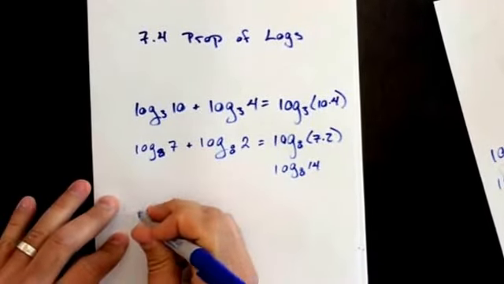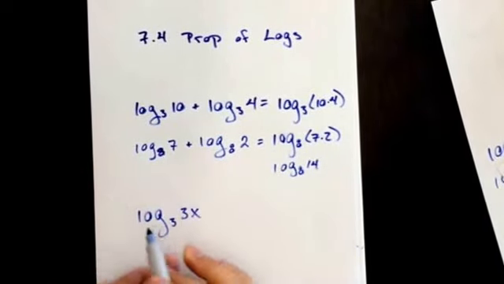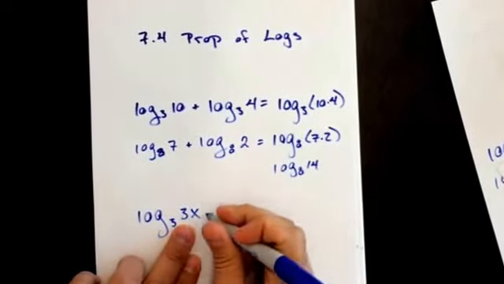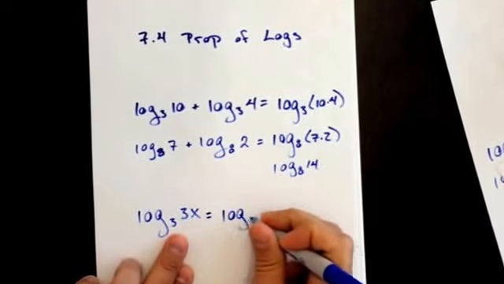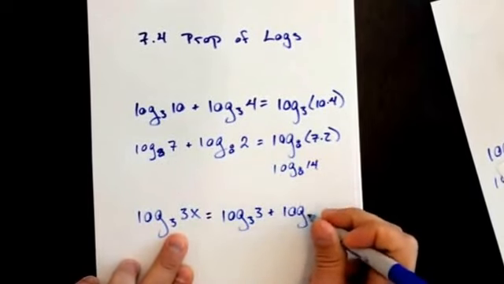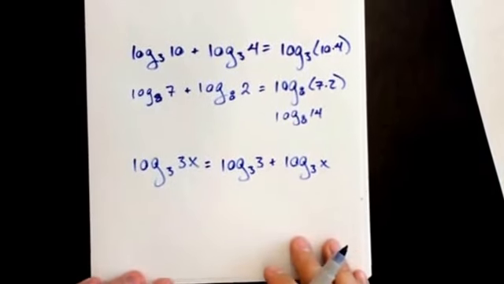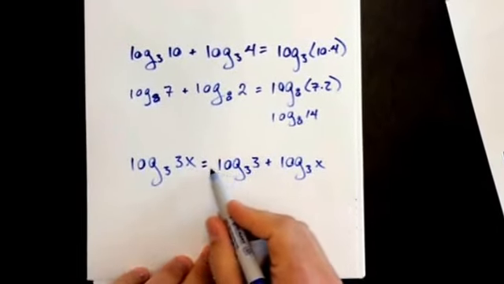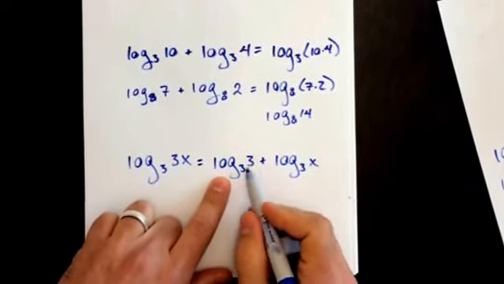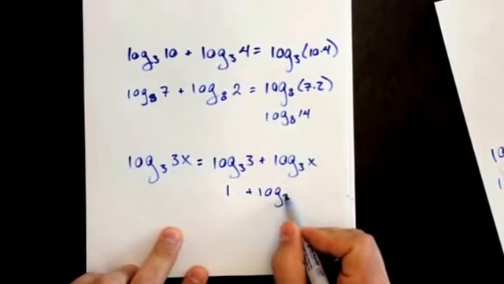So if I have something like the log base 3 of 3x, well, this is implied multiplication right here. So I can say this is really the log base 3 of 3 plus the log base 3 of x. Now, conceptually, why would I want to do that? Well, we know what the log base 3 of 3 is. Remember that log base anything of that same thing is going to be 1. So this is really 1 plus the log base 3 of x.